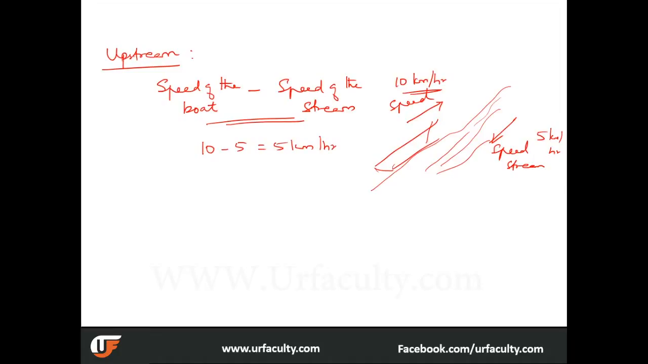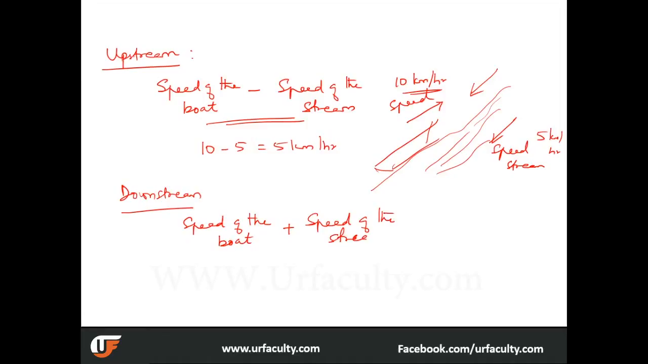Now look at the other scenario. The same boat is trying to come downwards and we call it downstream. So in that case, what happens? You put a speed of 10 km, right? And the stream also pushes you downwards. So your effective speed becomes 10 plus 5, which is 15 km per hour.